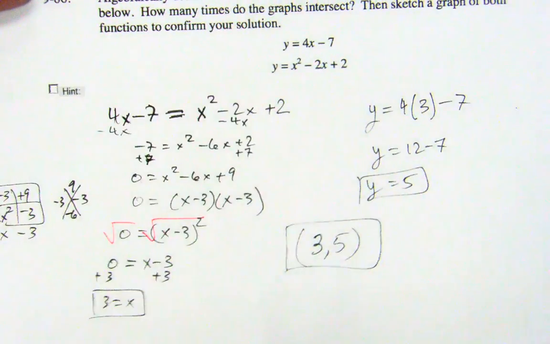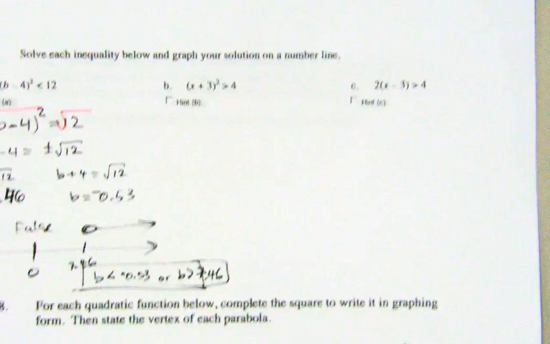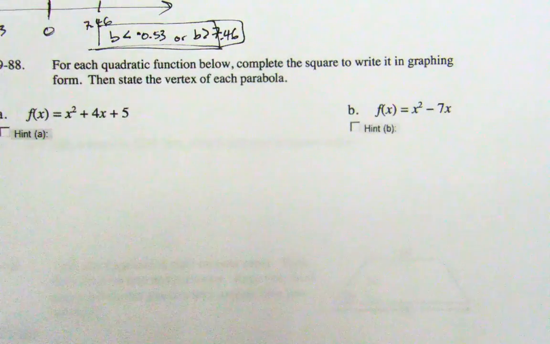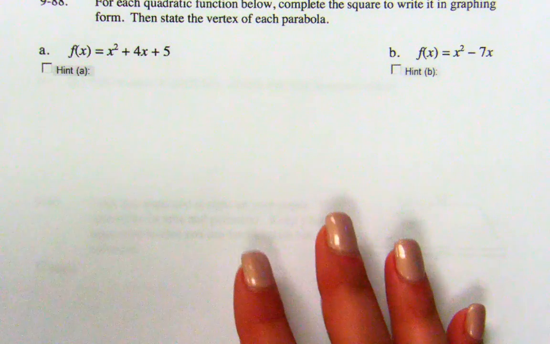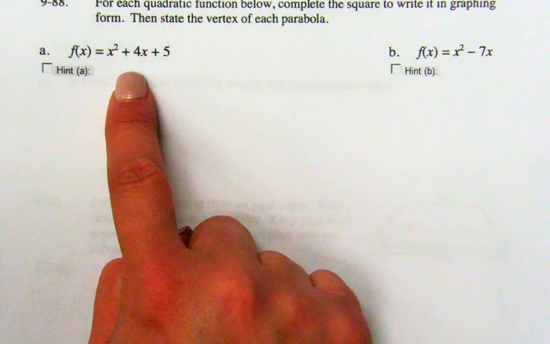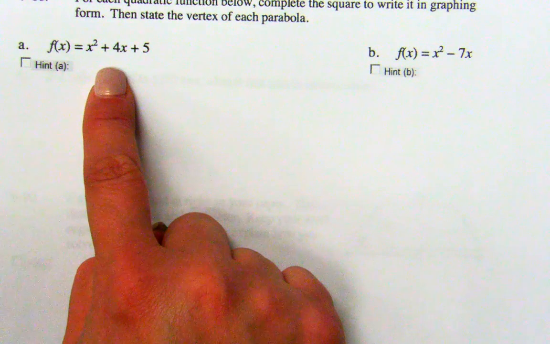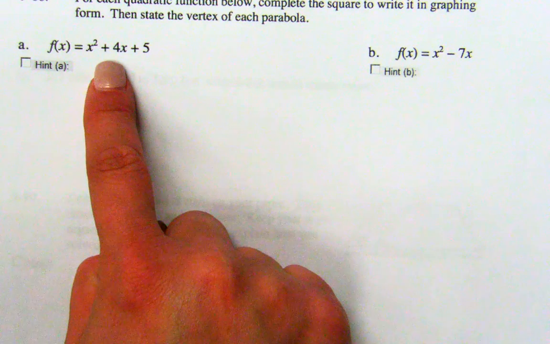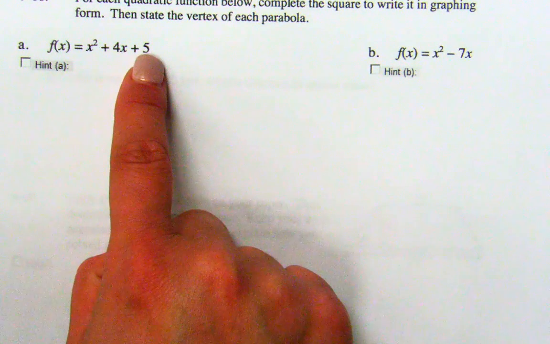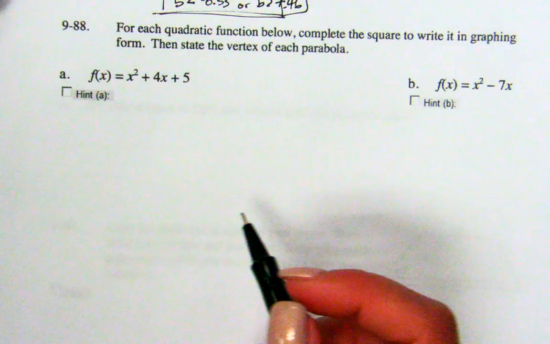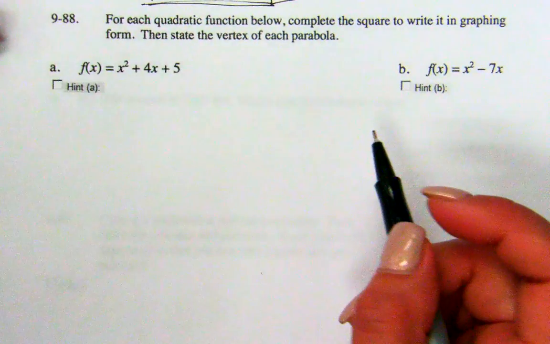Awesome. Okay, moving on. 88 is the next one. So for the quadratic functions below, complete the square to write it in graphing form. Then state the vertex of each parabola. Okay, I'm not doing this one because that one you should be okay with. You might have, wait, is this a subtraction? Okay, fine. We'll do this one and see what happens. No, it should be okay.